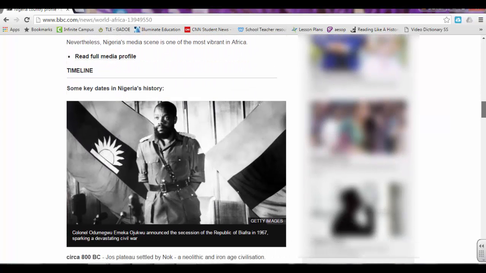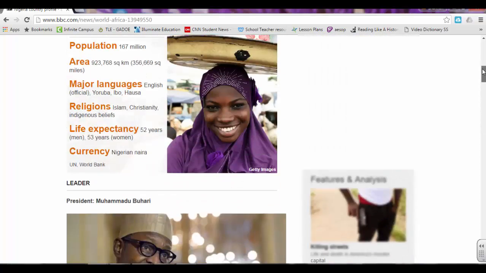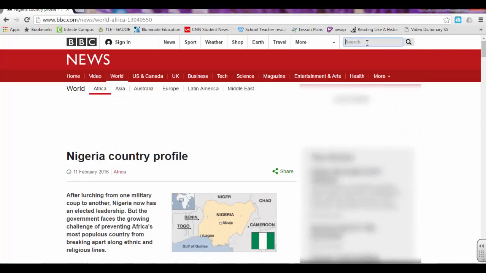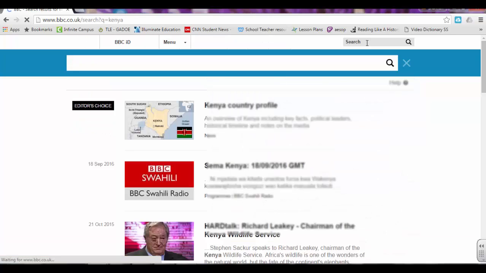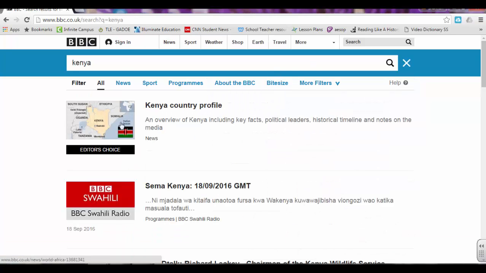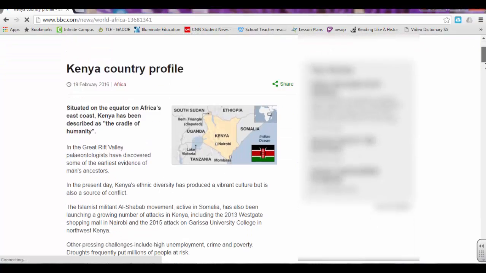One of the things that would be helpful in a history study is this timeline. You'll see some major events that took place and the years when they did take place. This information is available on every country in the world. So if we also look at Kenya, we will see that they also have a country profile. So a good place to find information, at least to start, is this BBC website.